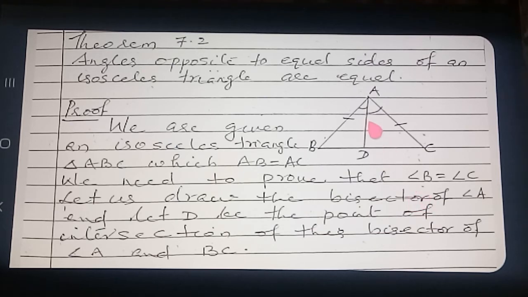Let us draw the bisector of angle A. So the bisector of angle A is drawn. Which is the bisector of angle A? AD. Bisector means this angle and this angle are both equal. If this is 30, this is also 30. If this is 40, this is also 40. Both are equal angles, bisecting, dividing into two equal parts. Let D be the point of intersection of this bisector of angle A with the side BC. So this bisector intersects BC at which point?